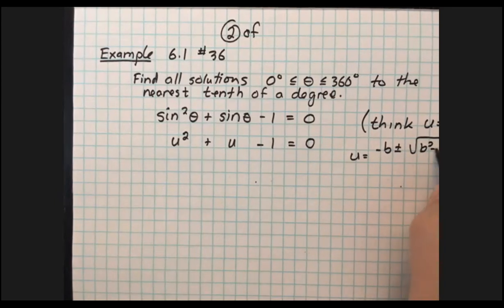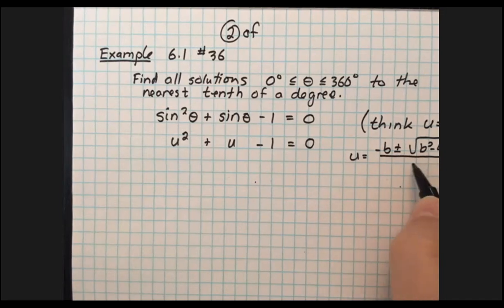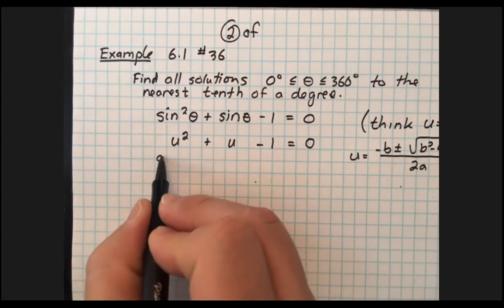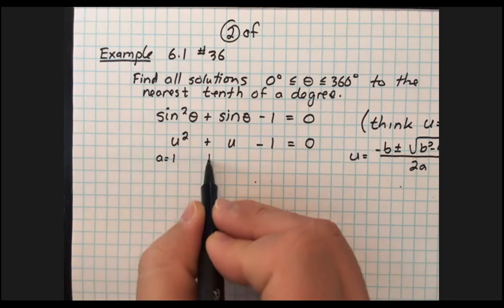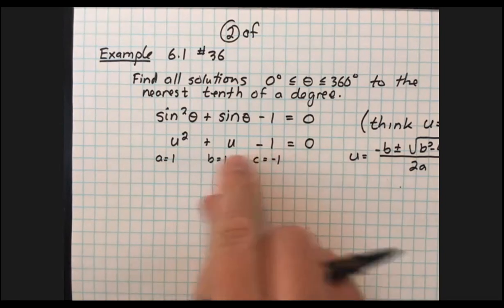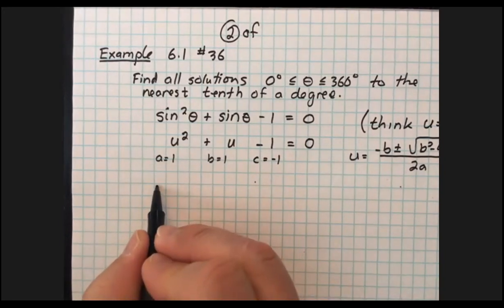So quadratic formula is always useful. In this problem, remember you respect the signs. A is 1, B is 1. Remember C is minus 1. You have to respect the sign of every number. So now let's find out what u is.